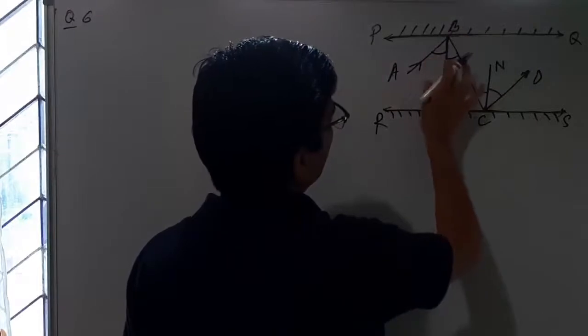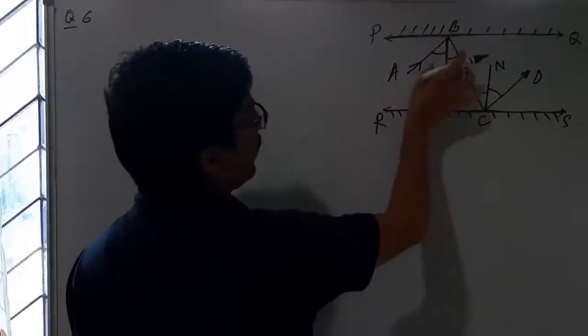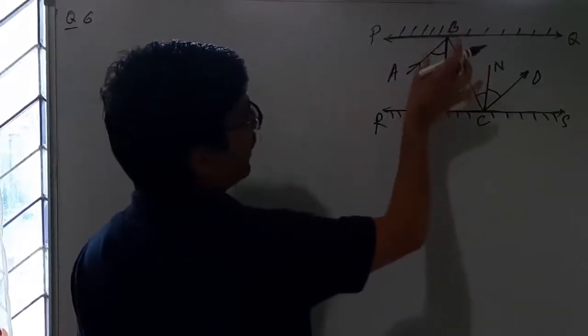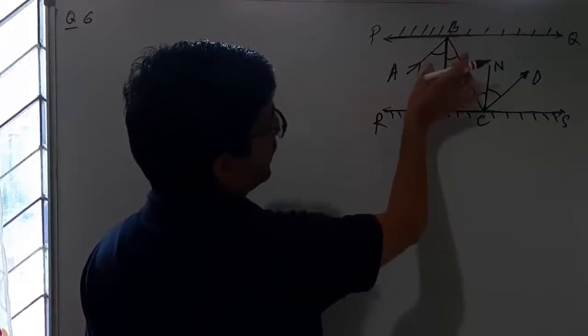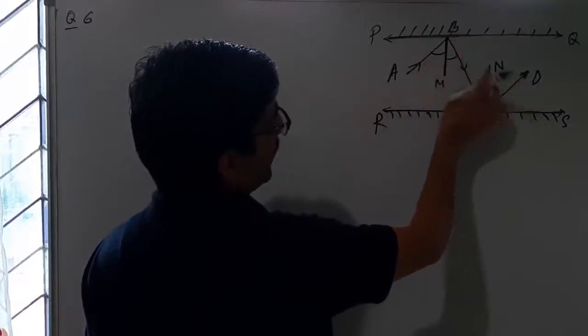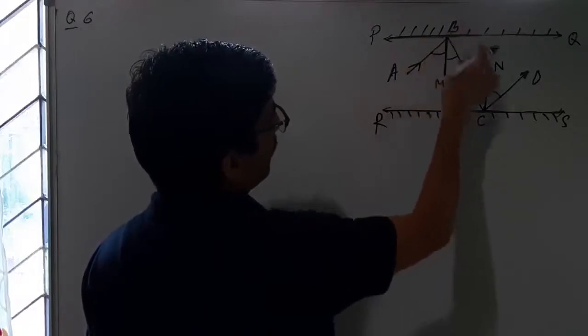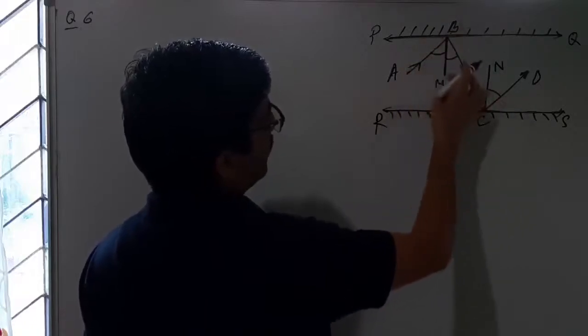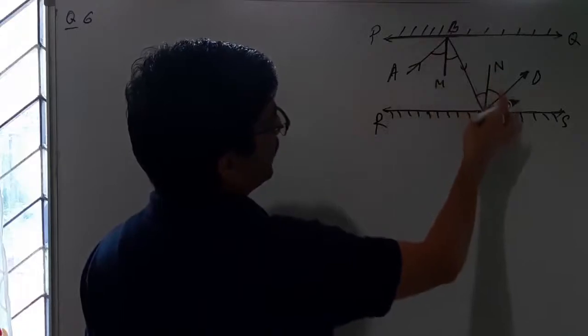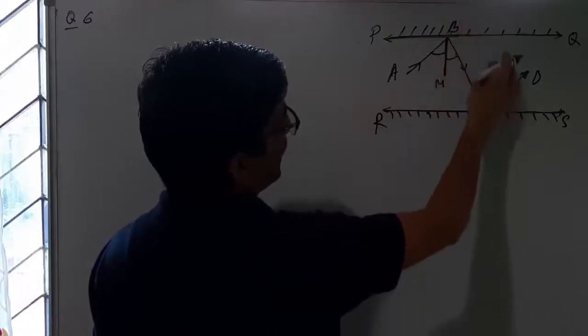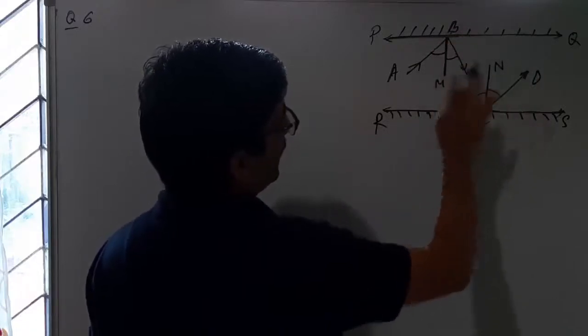Since these two angles are equal according to the law of reflection, angle of incidence equals angle of reflection. Angle ABM equals angle MBC. Similarly, angle BCN equals angle NCD.